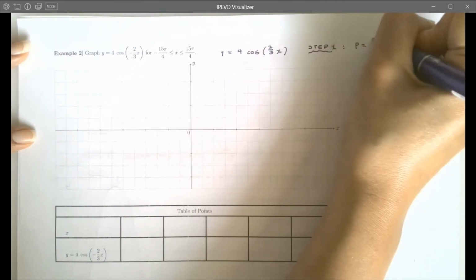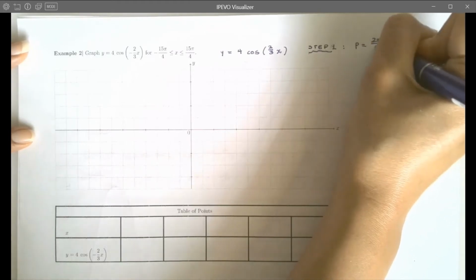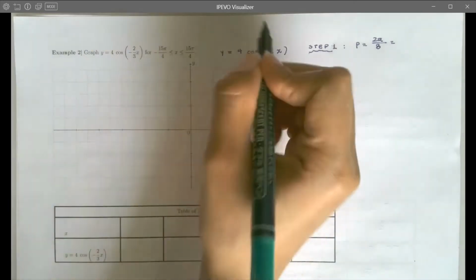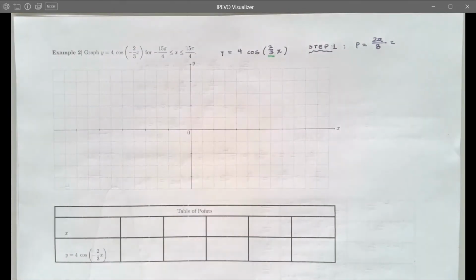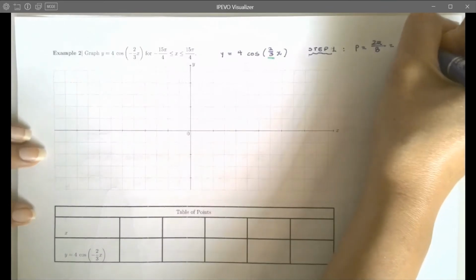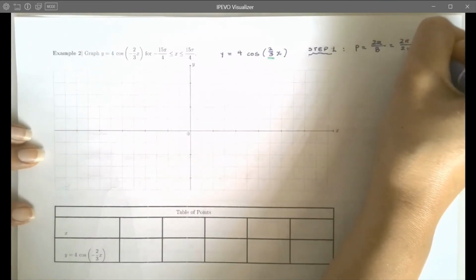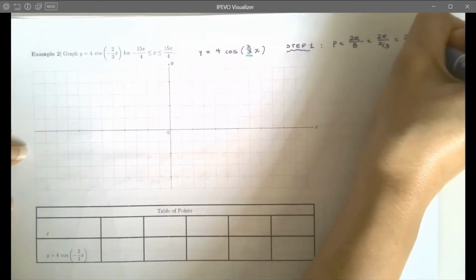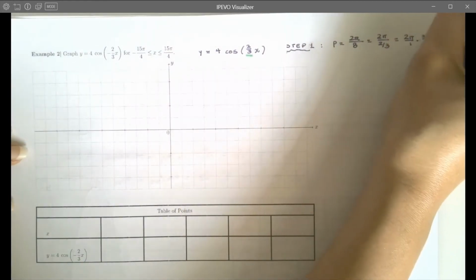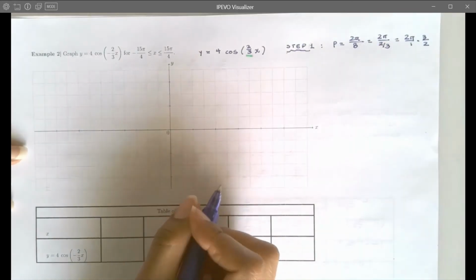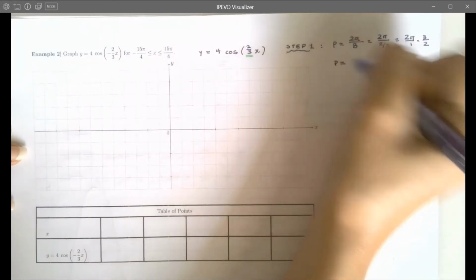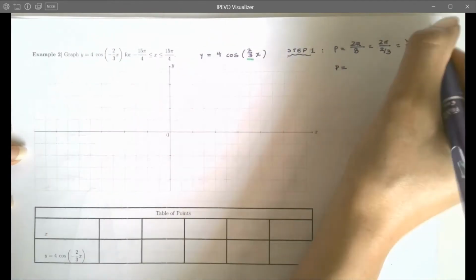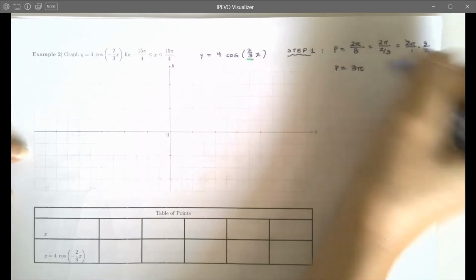And the period is 2 pi divided by b, where b again is the number of cycles, or in the equation, it's going to be the coefficient of x. So we're going to get 2 pi over 2/3, which is the same thing as 2 pi over 1 times 3 over 2, multiplying by the reciprocal. And that means that the period is going to be, well, the 2's are going to cancel out, pi times 3, which is going to give us 3 pi.